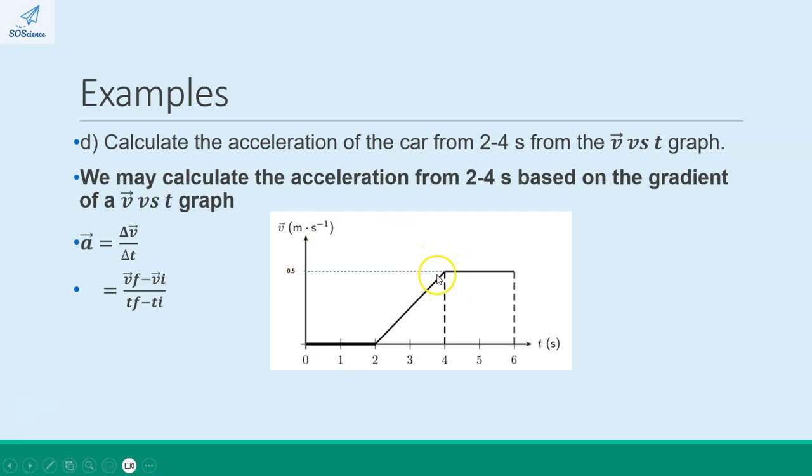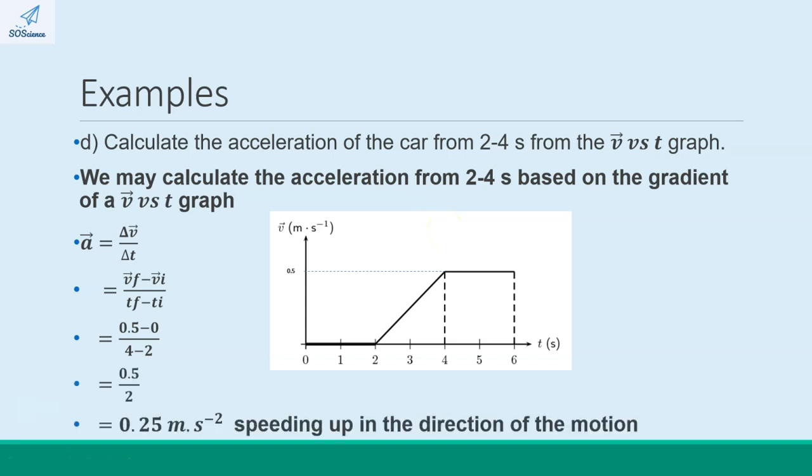Now we can look at our final velocity minus initial velocity and our final time minus the initial time. So it's going to be 0.5 minus 0 over 4 minus 2. Note that we have a positive gradient, so we expect a positive answer. And our final answer is 0.25 meters per second squared. And we've already established that in this case, the car is speeding up in the positive direction, which is the direction of the motion.